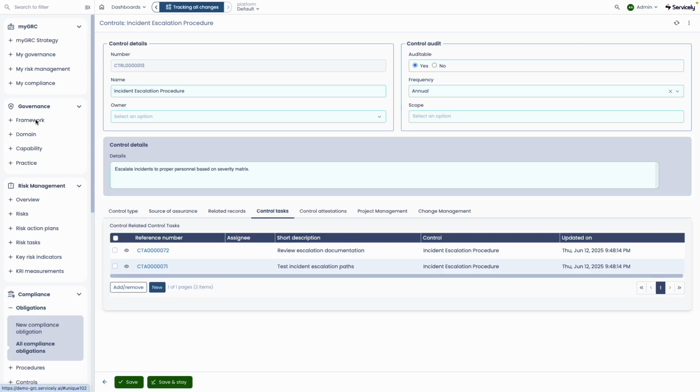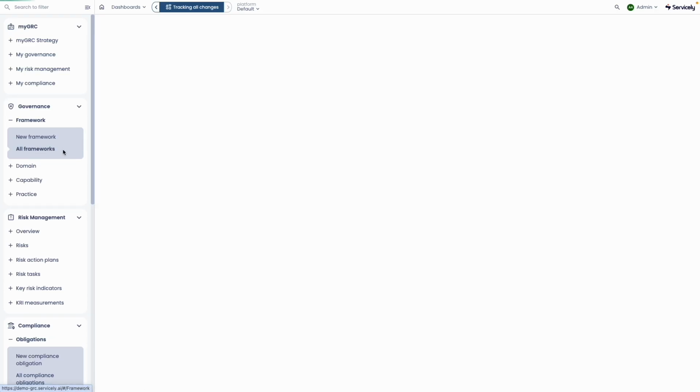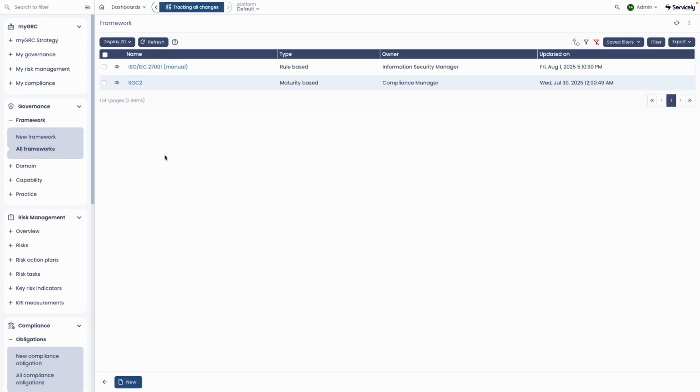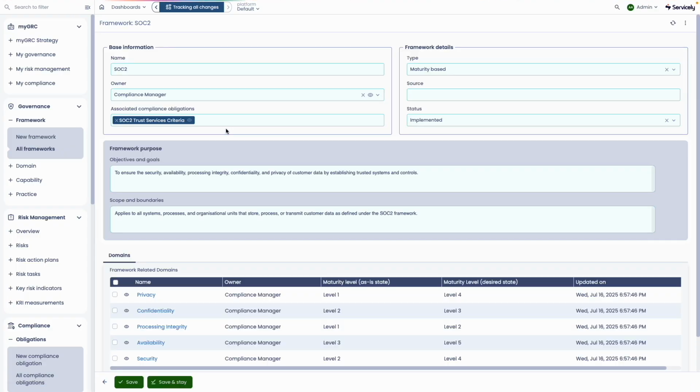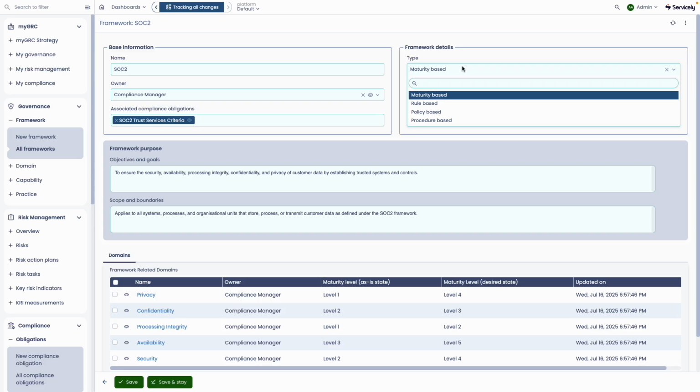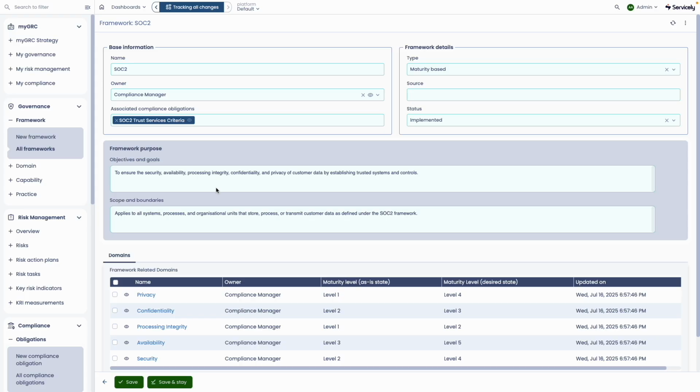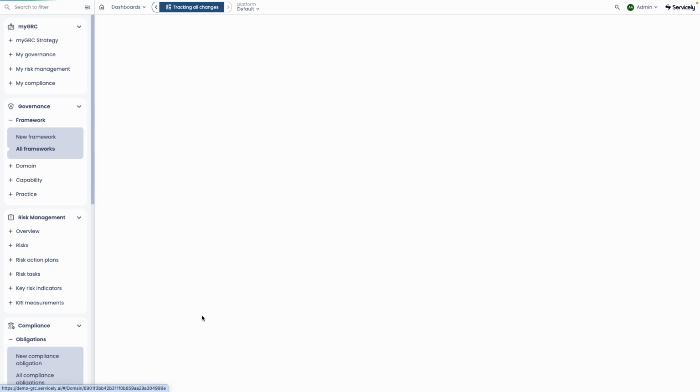In Servicely, compliance obligations relate to frameworks. So what that means is there will be a supporting framework in place as well, where we can come in here and we can see what type of framework we're talking about. Is it maturity-based, rule-based, policy-based, or procedure-based? We have the objectives and goals, scopes and boundaries, and then we have underlying domains.